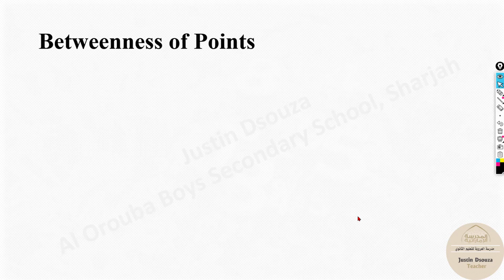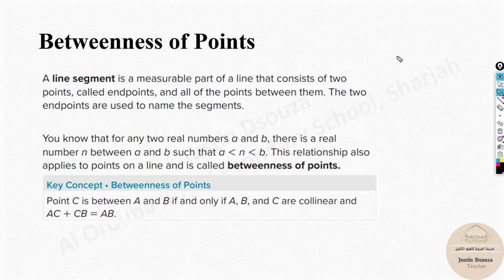Betweenness of points. Now, before we learn betweenness, let me just draw a line segment over here. If this is AB, say this is A and this is B. The segment between this is basically the line segment. You can denote this by A and B, line AB.